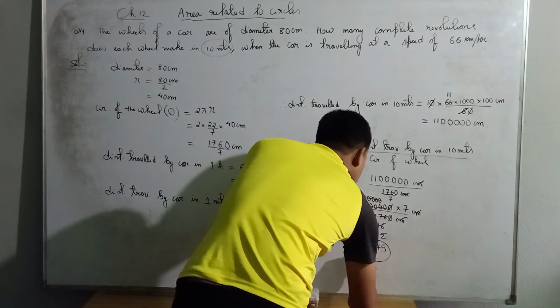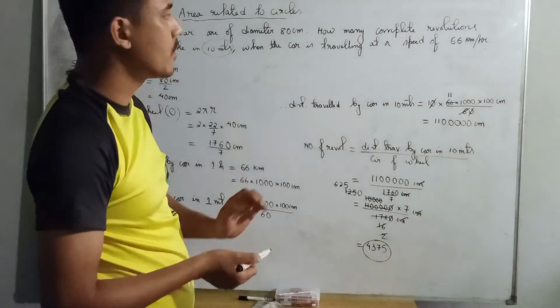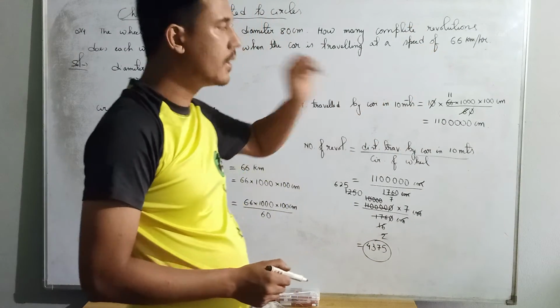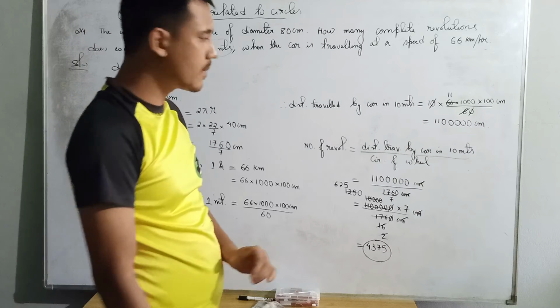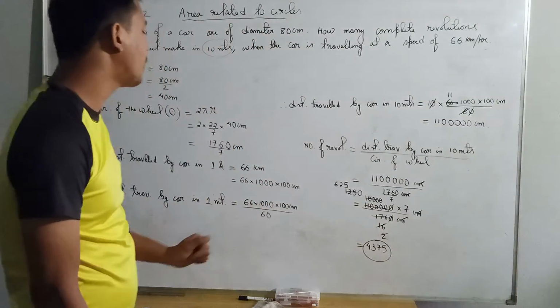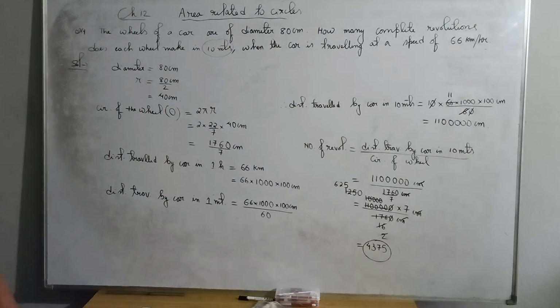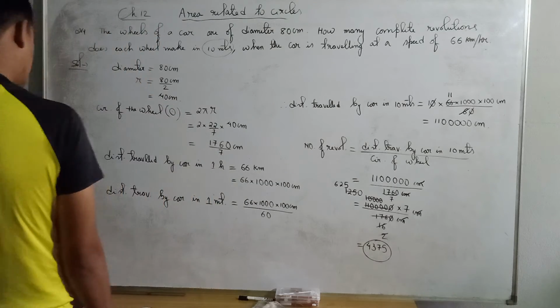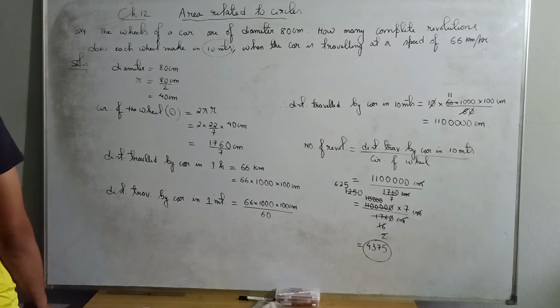4375. So in 10 minutes, going at a speed of 66 km per hour, the number of revolutions made by the wheel of the car is 4,375. Okay. Which gives you the complete answer for question number 4.